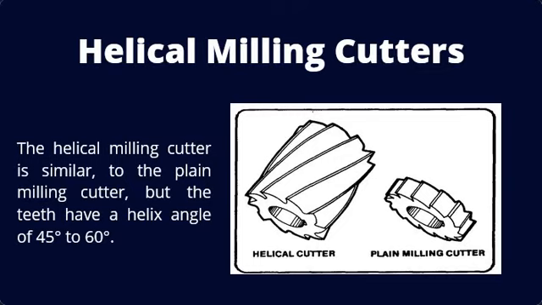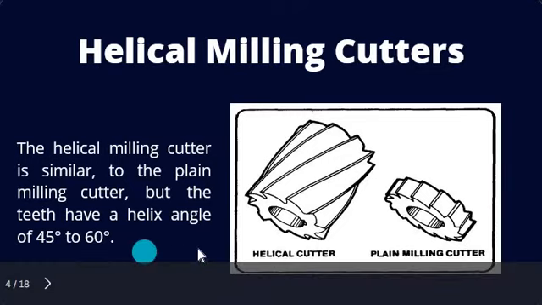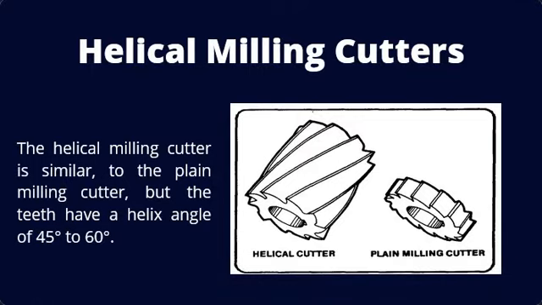Helical milling cutters. The helical milling cutter is similar to the plain milling cutter, but the teeth have a helix angle of 45 to 60 degrees. The steep helix produces a shearing action that results in smooth, vibration-free cuts. They are available for arbor mounting or with an integral shank with or without a pilot. This type of helical cutter is particularly useful for milling elongated slots and for light cuts on soft metal.